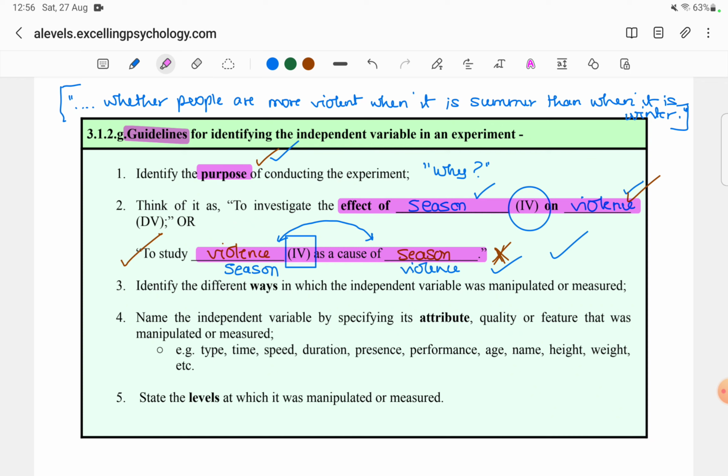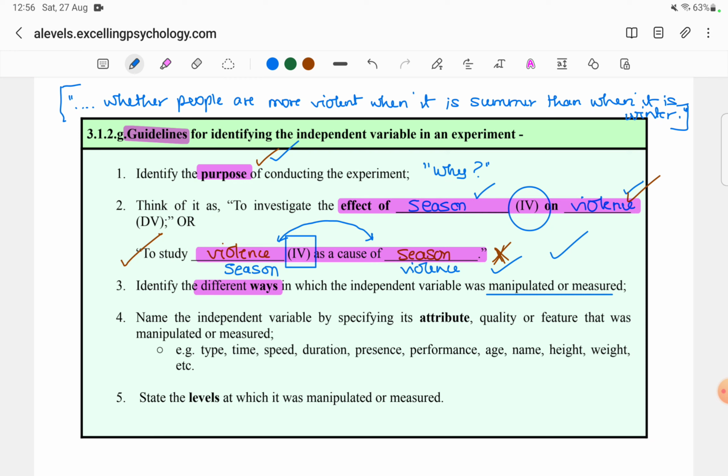Here what you need to do is identify the different ways in which the independent variable has been manipulated or measured. If you want to know what this manipulation and measurement is, if you're not able to understand right now, please visit the previous part of the lesson. Okay, here we can see in this particular scenario, the researcher has clearly measured the independent variable.